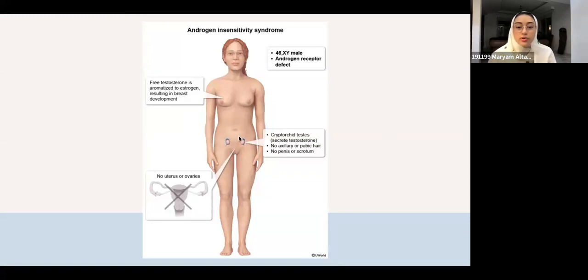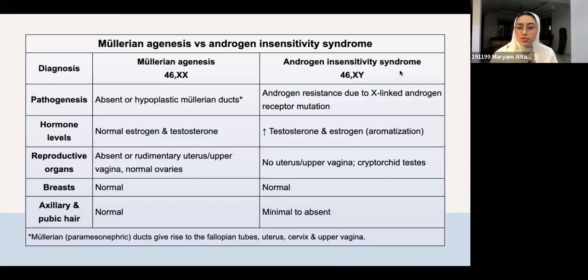Okay, you have cryptorchid testes, which means the testicles are there. They just have not descended anywhere because there's nowhere to descend to. Okay, there's no axillary or pubic hair, and no penis or scrotum. So this person looks like a female, but is actually a male. Okay, in terms of their XY chromosomes, they just have testosterone that they're not responding to. And so this is androgen insensitivity syndrome that we just talked about.